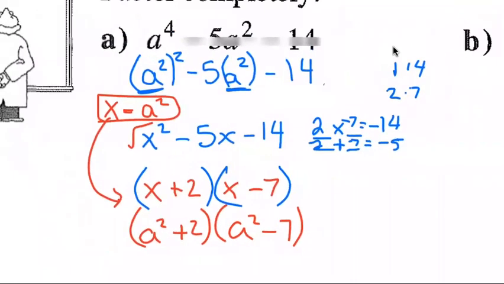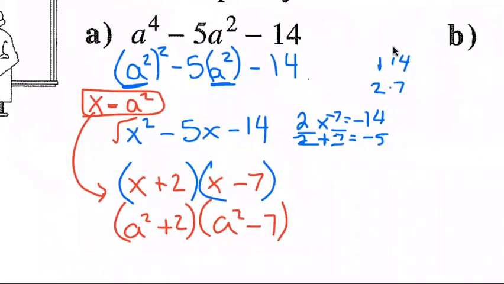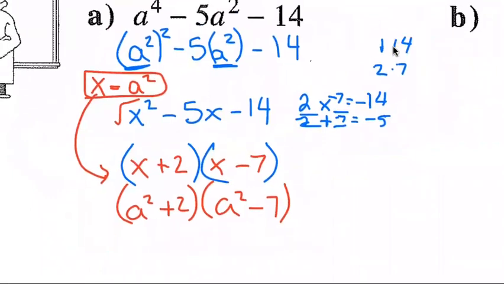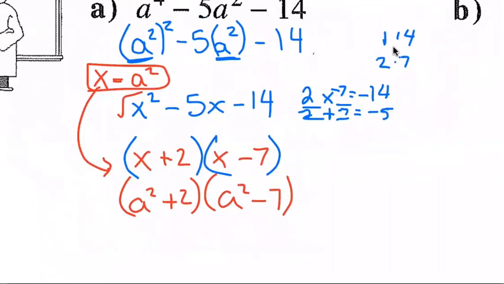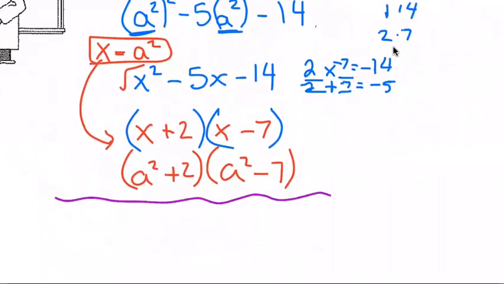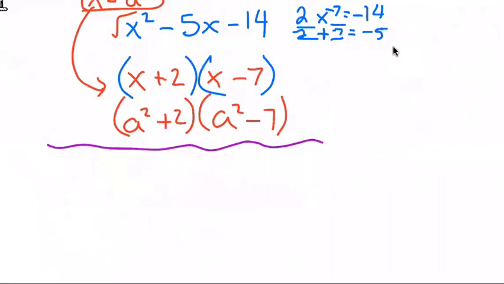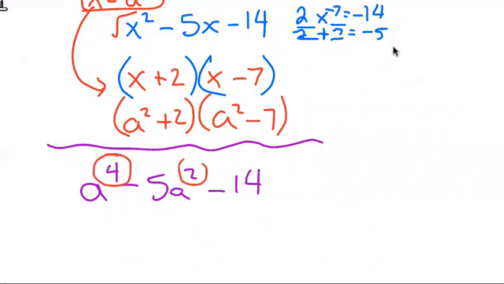Now, like I said, you don't really need this substitution theory for this type of question, because I can just factor that normally if I use a little bit of logic, right? So I've got a to the power of 4 minus 5a squared minus 14. Now, this is factorable. We know it's factorable because we just did it. The issue is, what do I do? Because this is a 4 and this is a 2, okay?